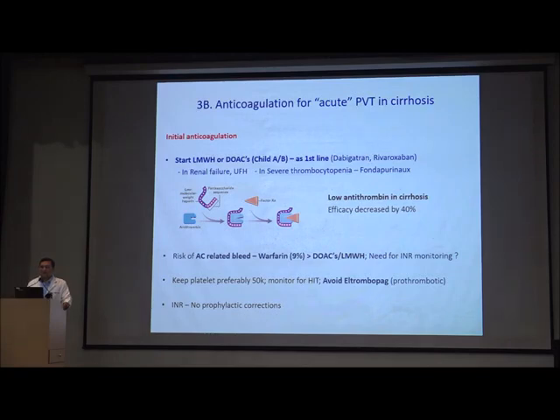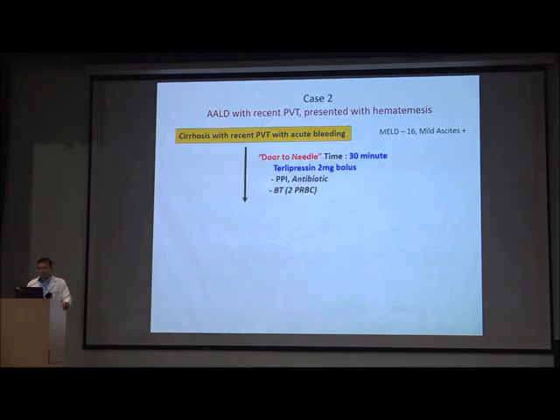When using Clexane, we should keep a watch on the platelet count and monitor for heparin-induced thrombocytopenia. We should avoid L-Thrombopag for PVT because it is prothrombotic. And for the INR, it is important that no prophylactic correction should be done to correct the INR.